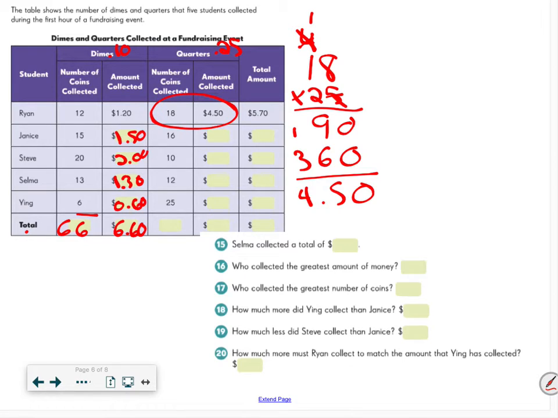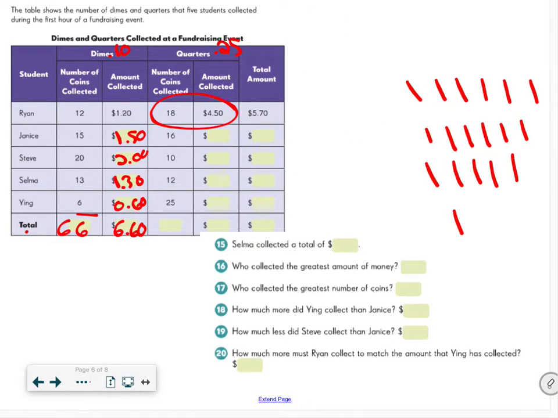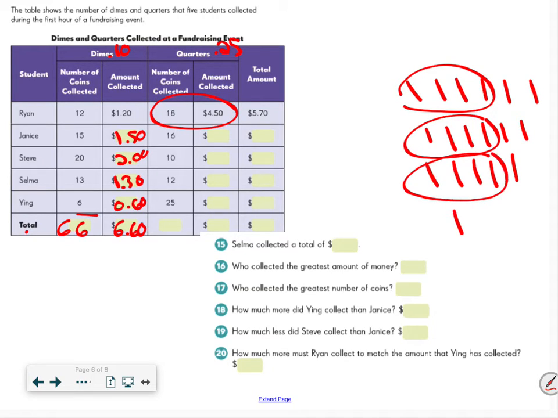My suggestion is to think, if there are 4 quarters in $1, and I have 18, 1, 2, 3, 4, 5, 6, 7, 8, 9, 10, 11, 12, 13, 14, 15, 16, 17, 18. Here's my 18 quarters. If you were realistically going to count out your money, if you were making dollars, it's easier to just do groups of 4. I would always stack 4 quarters. There's $1, $2, $3, $4, and I have 2 quarters left over, which is 50 cents, okay? I don't think that you should draw it out every single time.